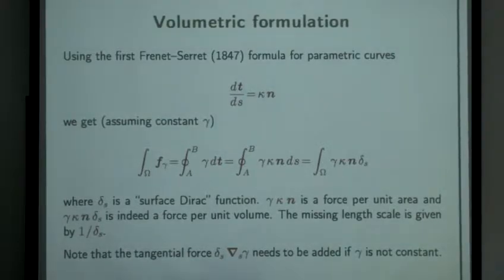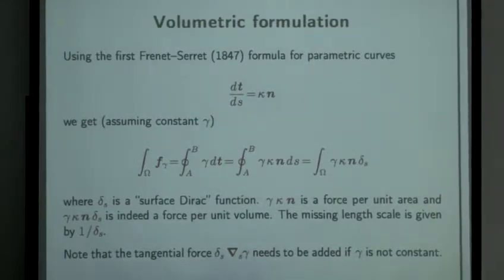So the Frenet-Serret formula relates the derivative of the tangent along the curve to the curvature of the curve and to the normal. So if you do that, you can integrate this force now along the normal. And if you assume now that the surface tension coefficient is constant, and it works only in this case, then you can replace that and transform the integral along the curve into a volume integral.